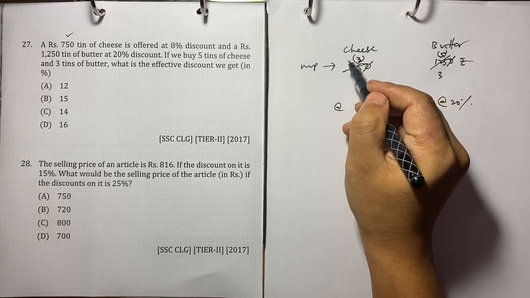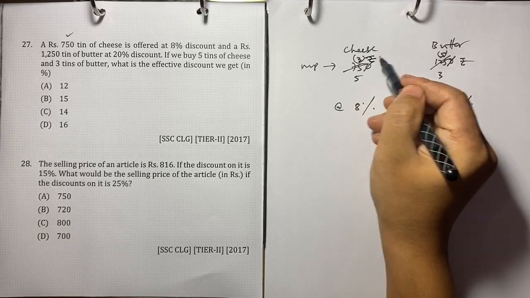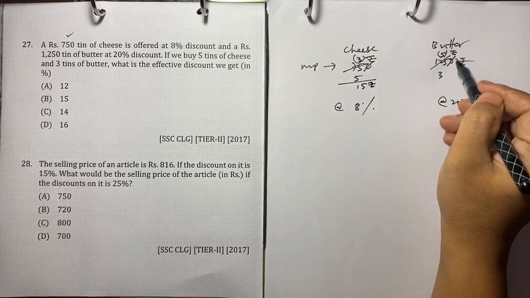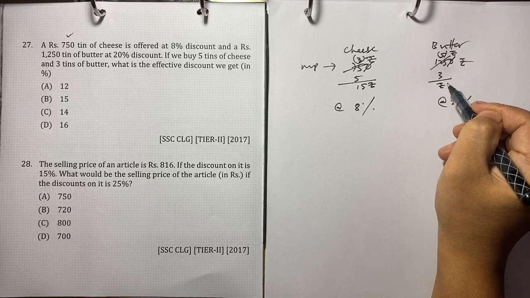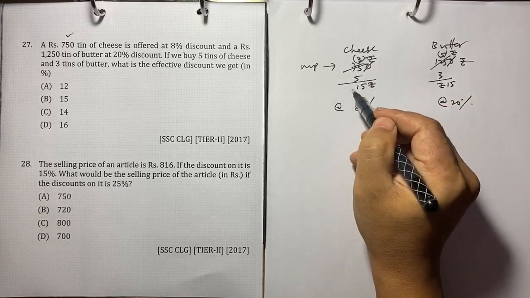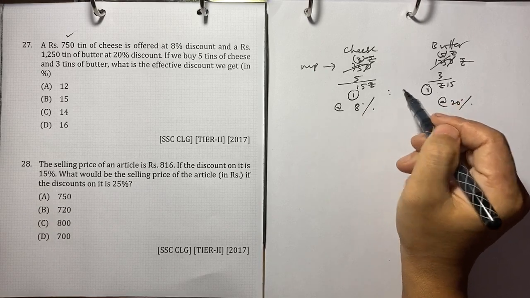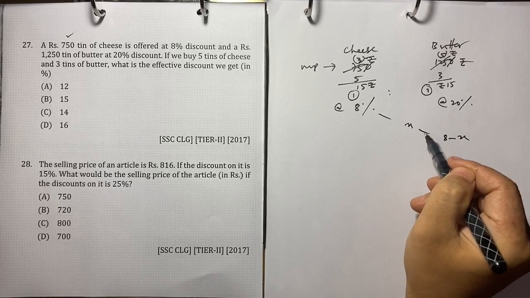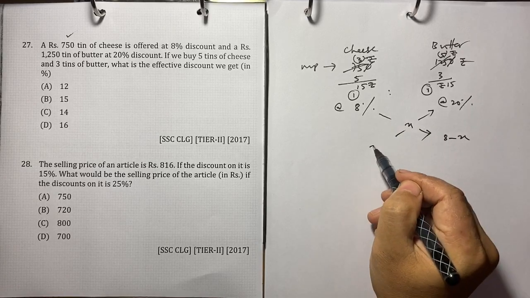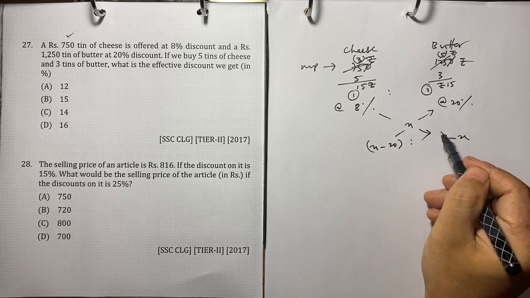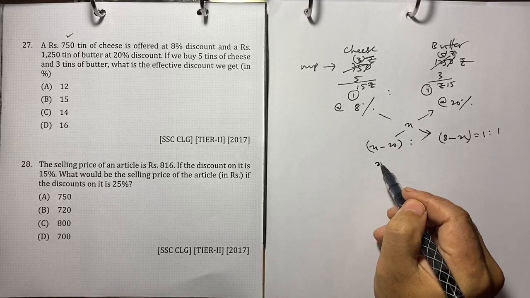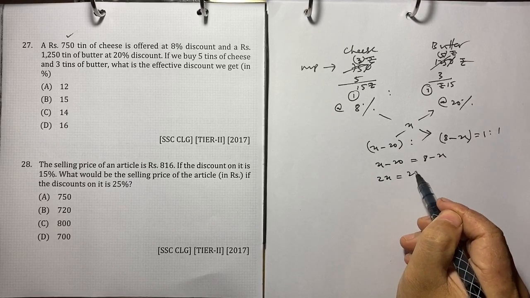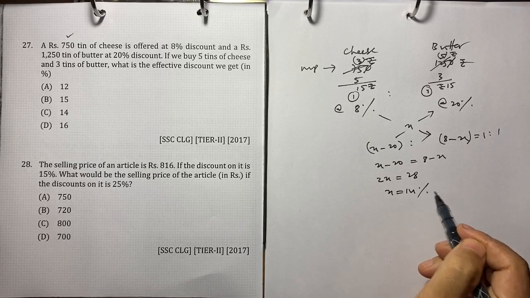So in this case, mark price, cheese 3 rupees, butter 5 rupees. In this case the total is 15 rupees. The weight is 1:1, we need the ratio of these two. Let the total discount be x. So 8 minus x, and x minus 20. The question says the ratio is 1:1, so this multiply equals that multiply. So x equals 14%.